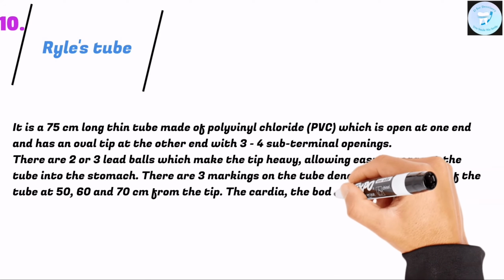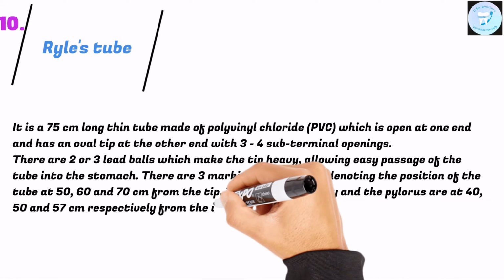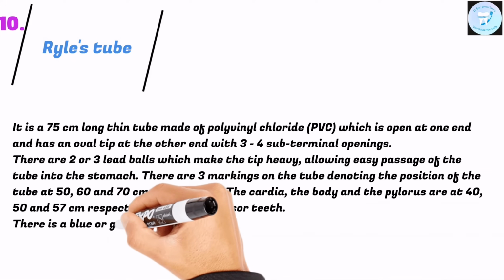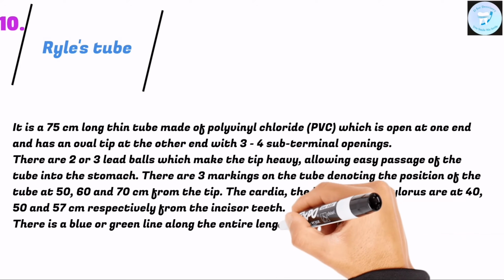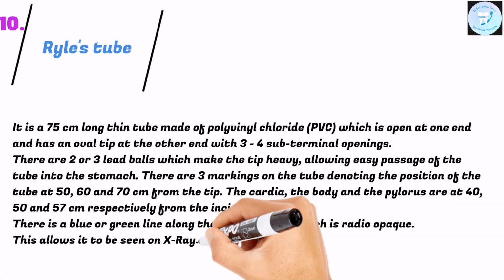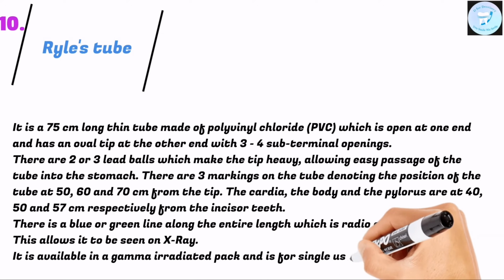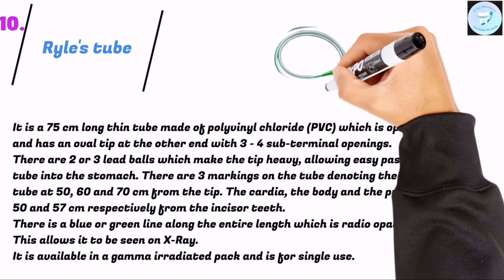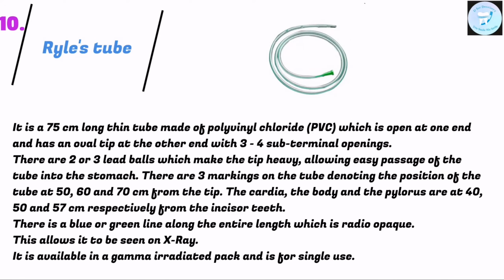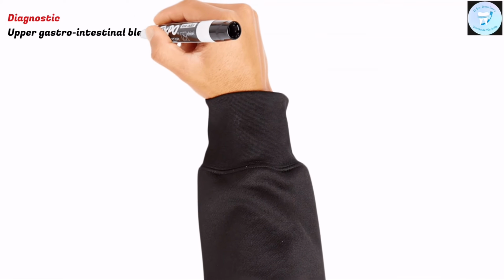from the tip. The cardia, the body and the pylorus are at 40, 50 and 57 cm respectively from the incisor teeth. There is a blue or green line along the entire length which is radiopaque. This allows it to be seen on X-ray. It is available in gamma irradiated pack and it is for single use. It is used for diagnostic purpose.